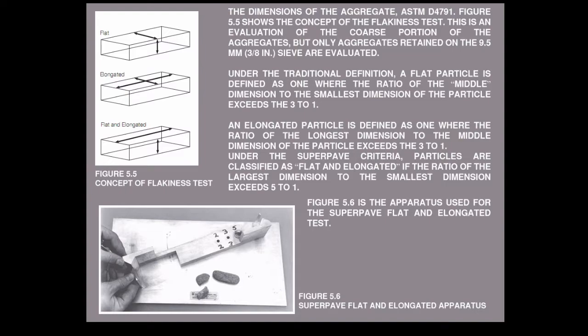An elongated particle is defined as one where the ratio of the longest dimension to the middle dimension of the particle exceeds 3 to 1. Under the Superpave criteria, particles are classified as flat and elongated if the ratio of the largest dimension to the smallest dimension exceeds 5 to 1. Figure 5.6 is the apparatus used for the Superpave flat and elongated test.